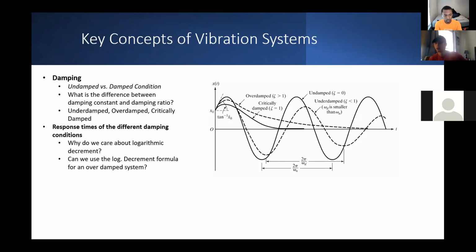So can we use that equation, the log decrement formula, for an overdamped system? We can't, because there's not two different peaks. If you look at this line right here, it just heads straight down to zero. So if you look at that equation where you have two different amplitudes, you have an X1, but you don't have an X2. So you can't use that equation for an overdamped system, when zeta is over 1.